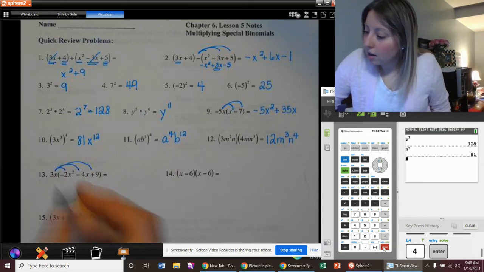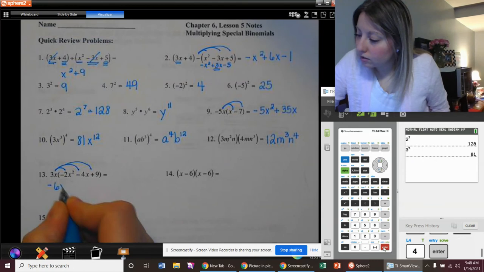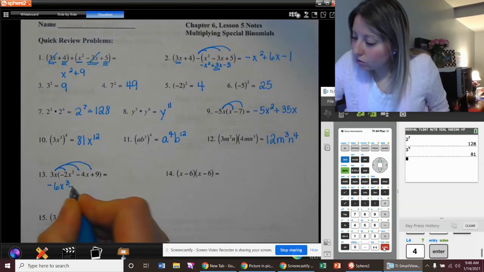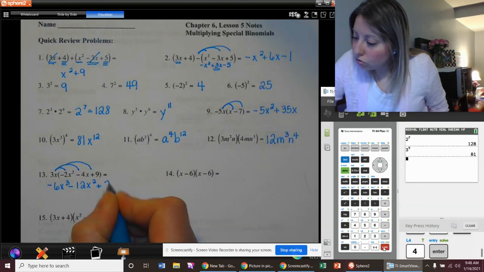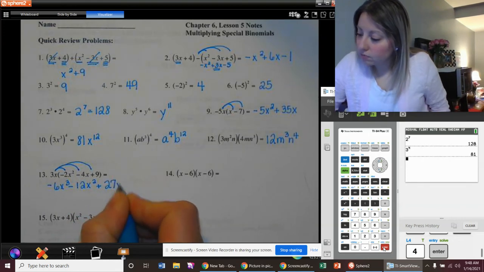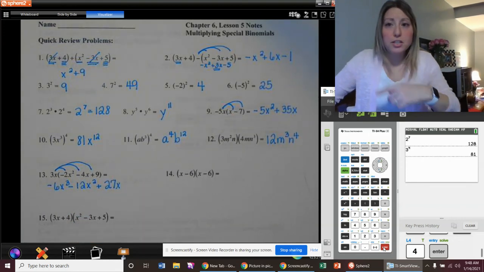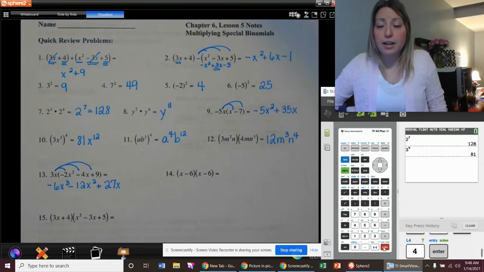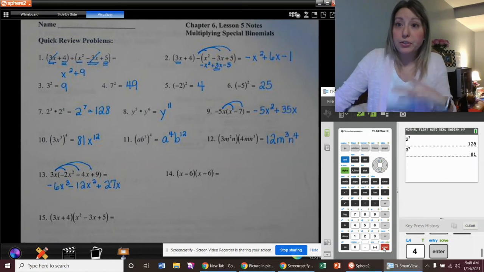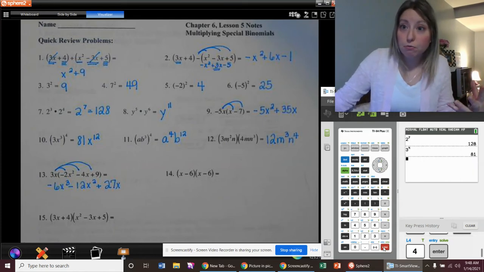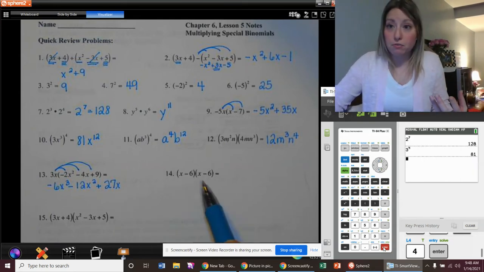So I get negative 6x cubed minus 12x squared plus 27x. Oh, 14. That's actually one of the scenarios we're going to look at today. This is multiplying special binomials together because it's exactly the same binomial times itself. So we're going to go into the pattern of this today.